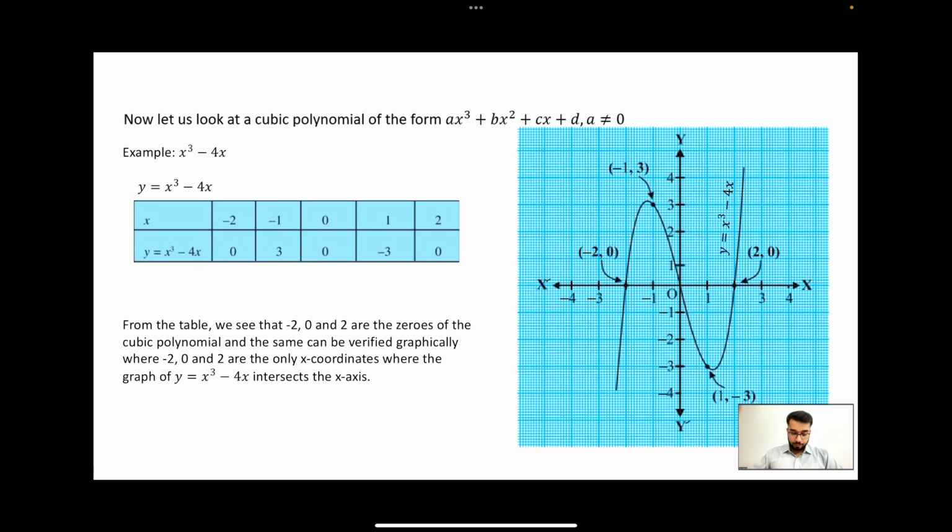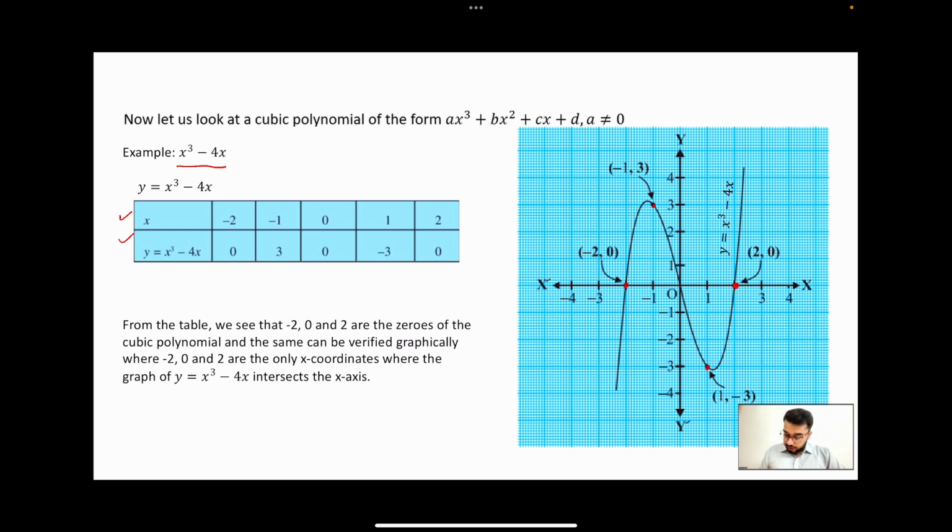Now, moving on, here we look at a cubic polynomial. Cubic means the degree of the polynomial is 3. The example that we have is x cubed minus 4x. First we plot the points that we have calculated for x and y, and these are the points that we get for plotting, and this is the shape. This is a wave shape that we get for graphing the cubic polynomial.